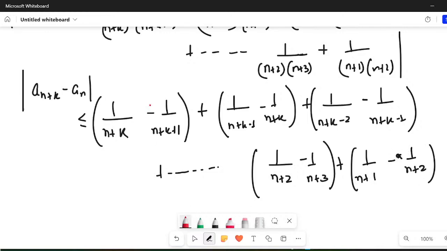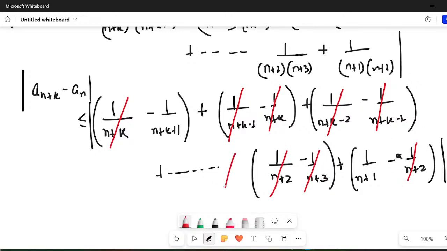Now you just see it, sorry, there is a modulus also. Now just try to see the cutting pattern. In any bracket, the former part is being cut by the next bracket's latter part. This is a latter part; it will find a former part here somewhere.